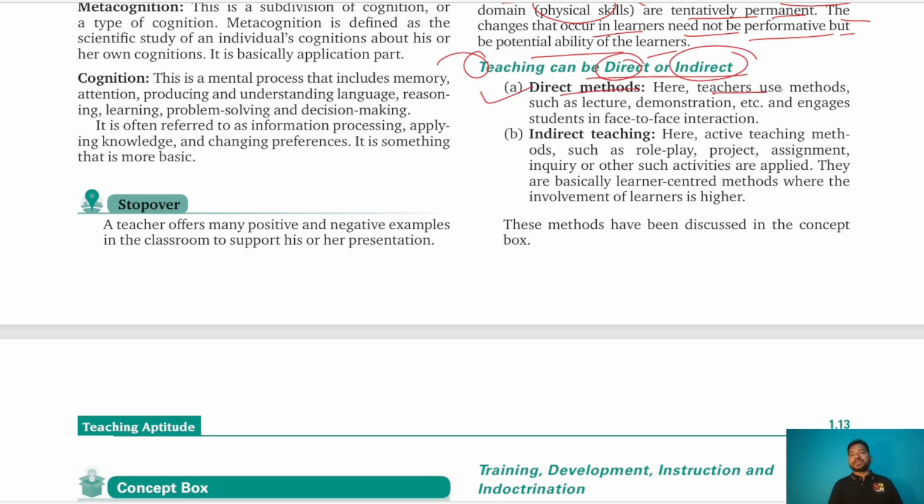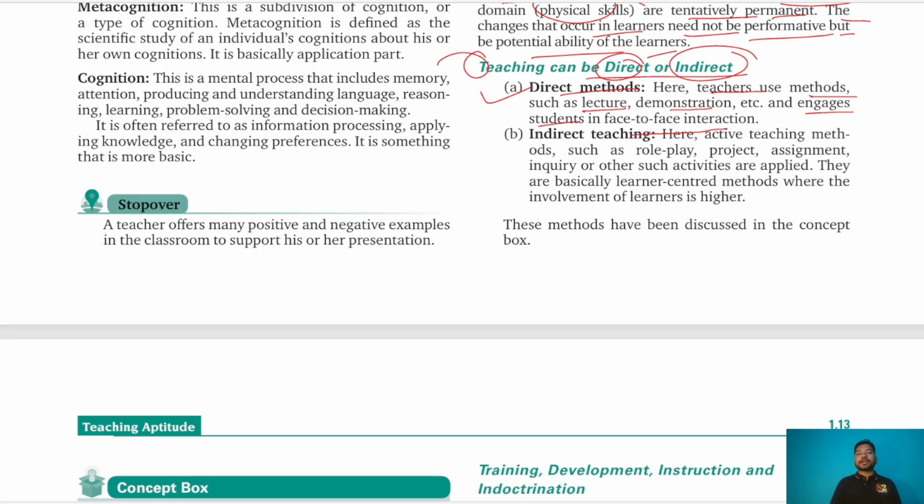Direct teaching here, teachers use methods such as lecture, demonstration, etc., and engage students in face-to-face interaction. It is a direct method. The teacher gives his or her lecture, demonstrates something, and engages the student in face-to-face interaction. Without teacher and student, the direct method cannot happen.